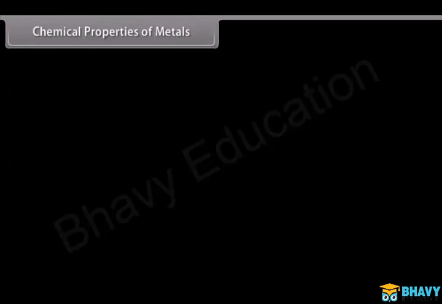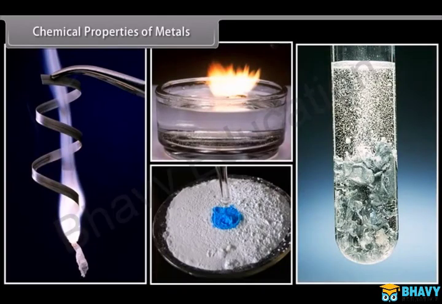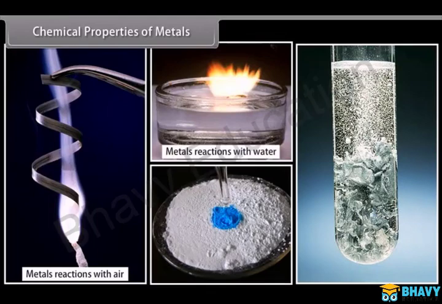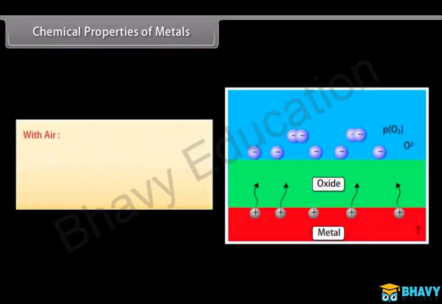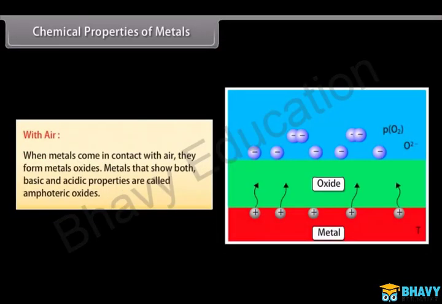Chemical properties of metals. Let us look at some chemical properties of metals. These properties include reactions of metals with other elements, that is, air, water, acids, and other metal salts. With air. When metals come in contact with air, they form metal oxides. There are some metals that show both basic and acidic properties. Such metals are called amphoteric oxides.